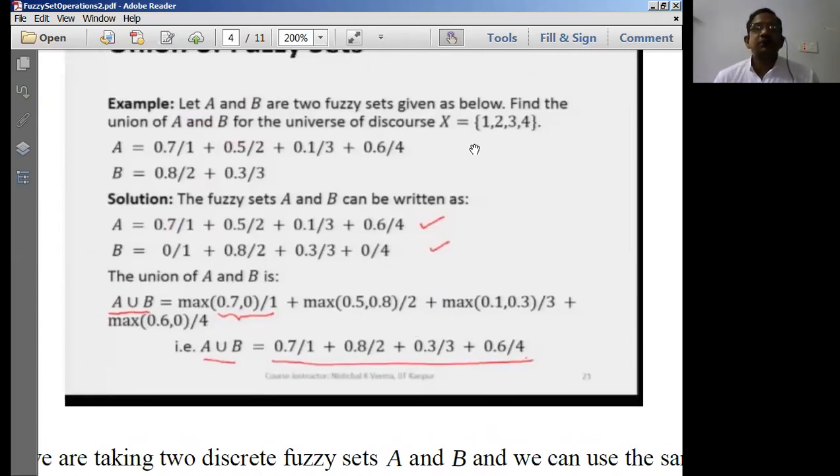Imagine there is a universe of discourse. X is going to take values 1, 2, 3, and 4. A is a set given like this, and B is a set given like this, in terms of the degree of belongingness. Now A is 0.7/1 + 0.5/2 + 0.1/3 + 0.6/4.